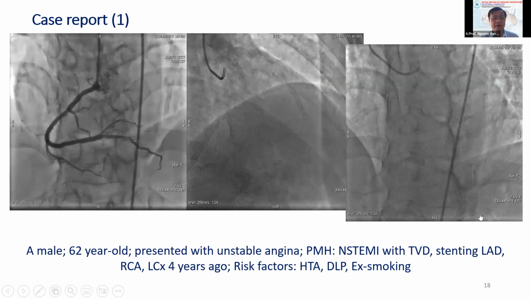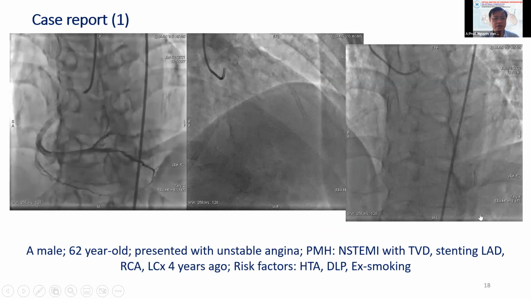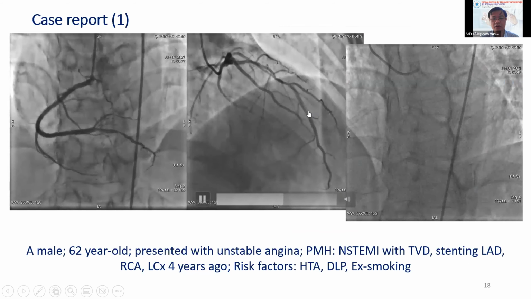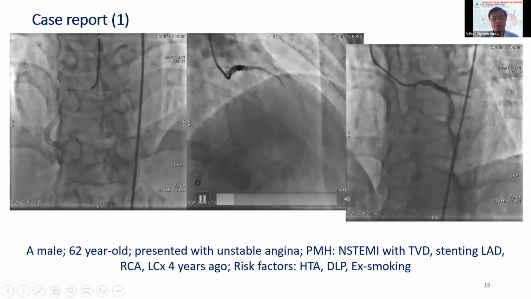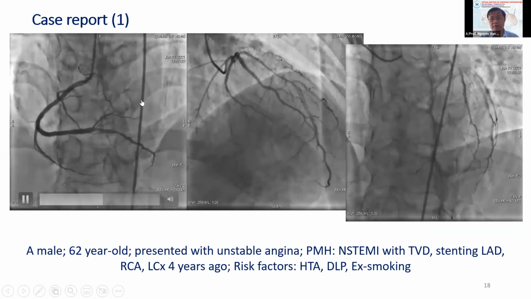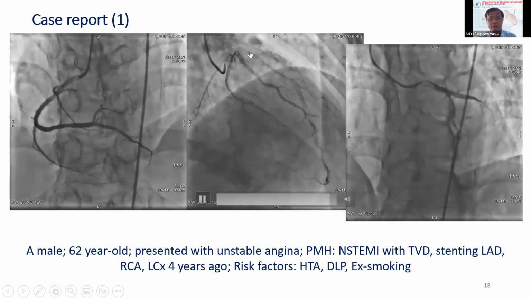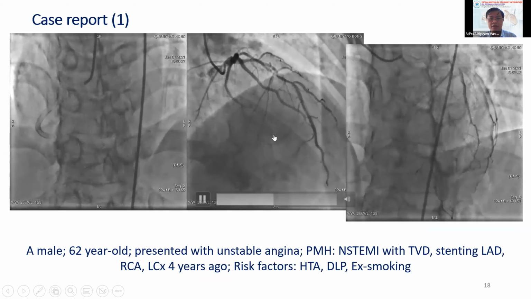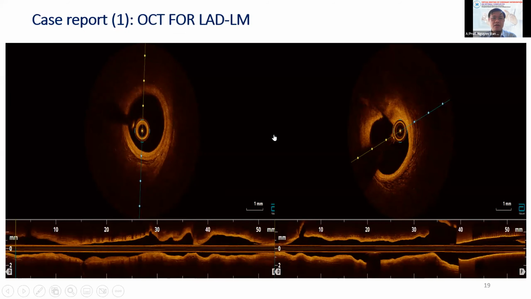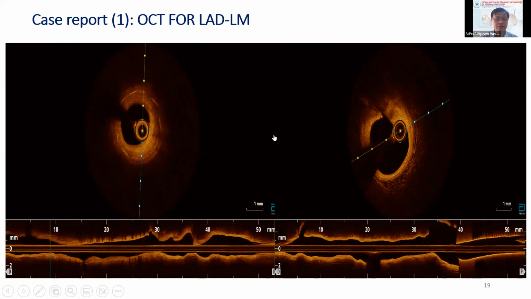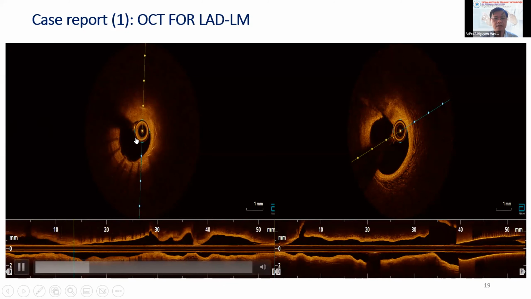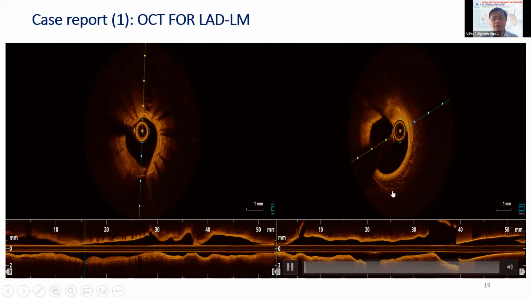The first case I want to share here is a male, 62 years old, presenting with stable angina. The patient had a stenting already years ago. So look at the picture, which has the moderate or severe lesion in the mid LAD to proximal LAD. So now we use an OCT from the LAD to the left main. The picture in the OCT shows a very severe lesion from the mid to the proximal LAD.